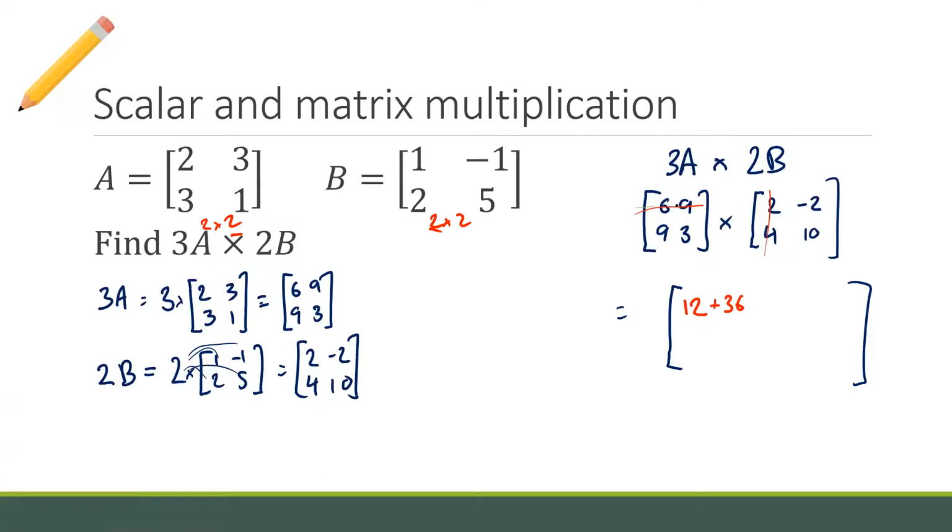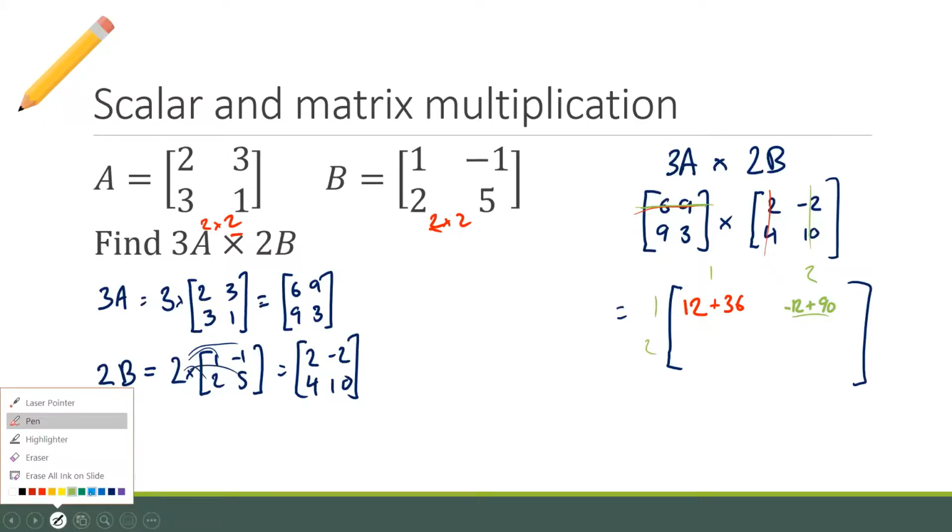Let's go for the first row for the second column. So first row, second column is this digit here. It matches because it's the first row and it's the second column, whereas this is the first row and the first column. So that's going to be 6 times -2, which is -12. And we've got 9 times 10. We've got -12 plus 90.